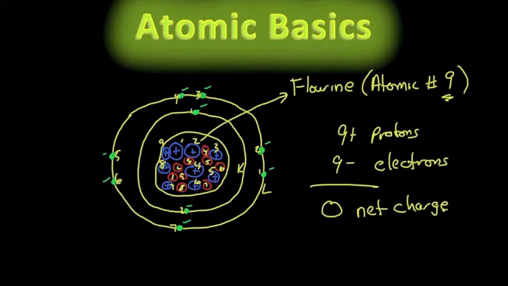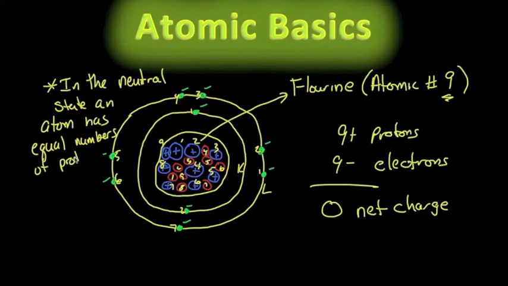Just remember that all the atoms on the periodic table are in their neutral state, so if you know what the atomic number of an atom of a particular element is, you know that that's how many electrons it should have in its electron shells in its neutral state. So just remember that in the neutral state, an atom has equal numbers of protons and electrons.